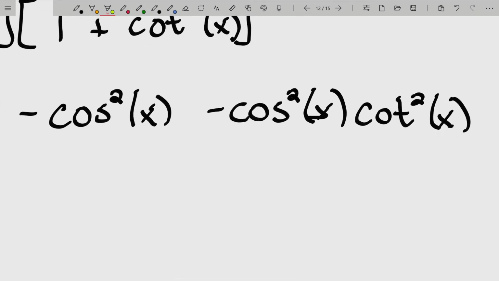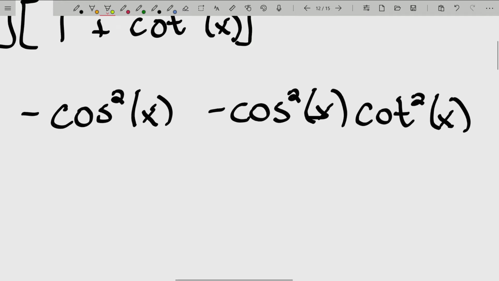If I do that, specifically if I factor out a negative cosine squared, I'll end up with a 1 plus cotangent squared. And that is a cosecant squared. So that's an identity I could totally take advantage of.